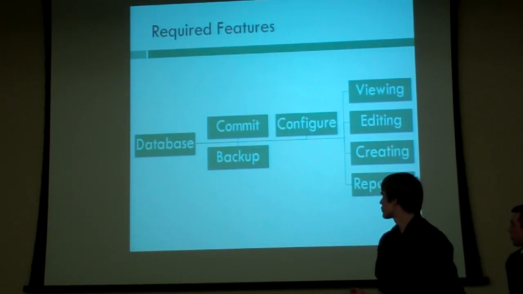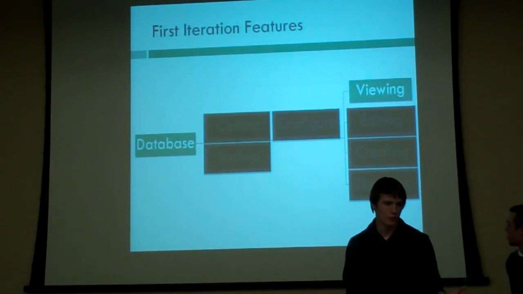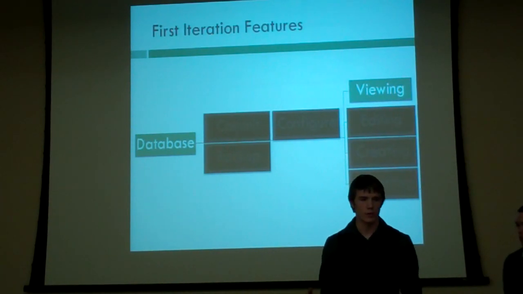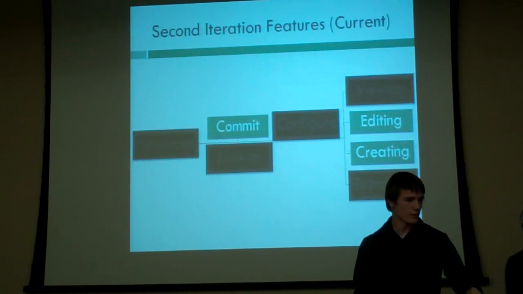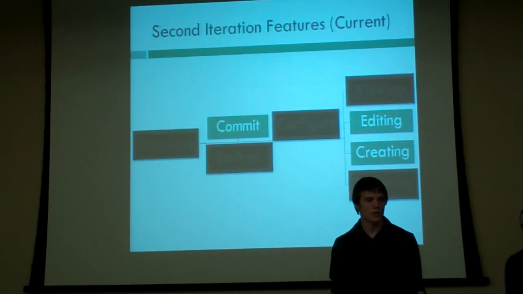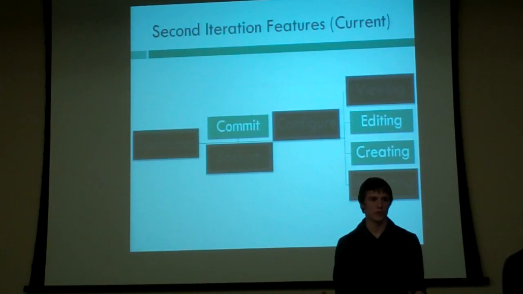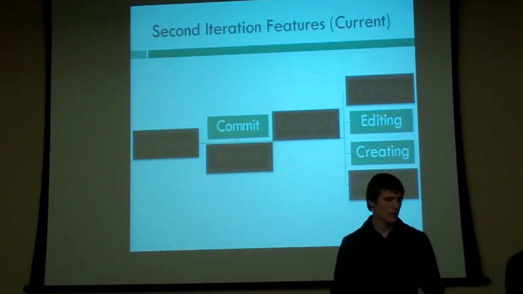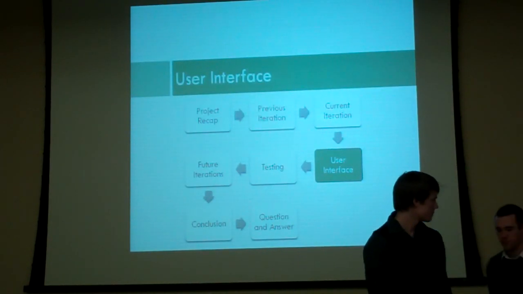So these are the required features for our program. For our first iteration, we created the database and we developed a UI for viewing the students that are in the database, but couldn't actually modify it or insert new students. So this was taken care of in the second iteration, the one we just completed. You can now create students, insert them, edit students. We also implemented a search feature to search through the students. Andrew will now talk about the interface.